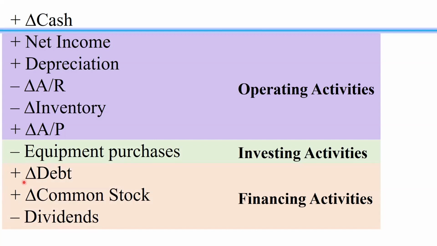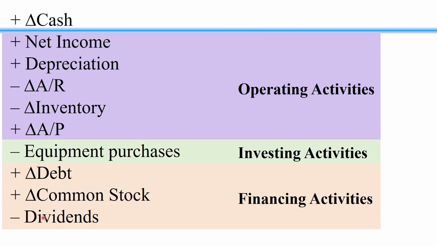Okay, and finally, we have our financing cash flows. So changes in the debt balance. Have you taken out new debt, in which case the debt balance would go up, it would be a cash inflow? Or have you paid back old debt balances, in which case the debt balance would go down and it would be a cash outflow? Have you taken new equity financing, in which case common stock would go up and it would be a cash inflow? Or have you repurchased common stock, in which case common stock would go down. It'd be a cash outflow.